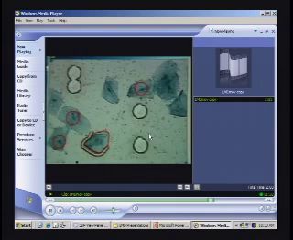Are you directing the path of the laser manually, or is it automated to follow the line you've drawn? It's automated to follow the line.